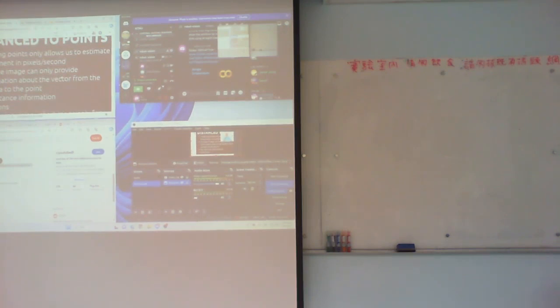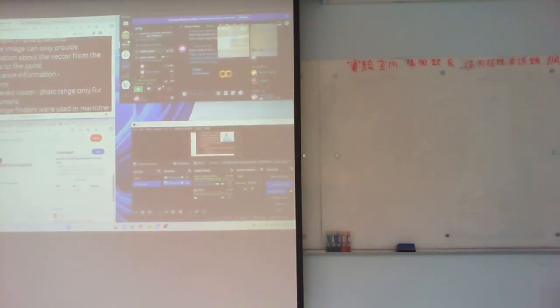Now, one problem that we have with any kind of visual navigation is as I'm tracking the points, that only allows me to estimate the movement in pixels per second. It doesn't really tell me how many kilometers per hour my scooter is going. So that's called the scale problem. So it's quite easy to get the direction that the robot is moving in, but you need additional information to work out what the actual scale is of the movement.